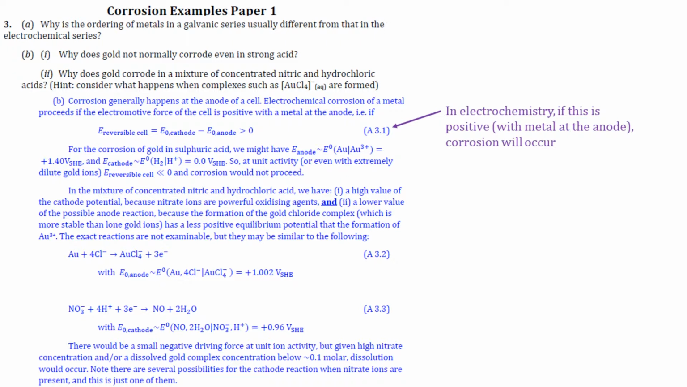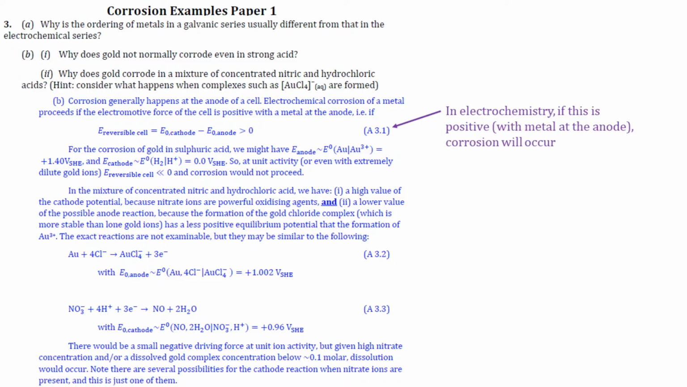Now, the mixture of concentrated nitric and hydrochloric acid is different in two ways. And these two ways are nice and obvious, provided you think of corrosion in terms of equation A3.1. So in order to have a positive reversible cell potential, you could either have a much higher cathode equilibrium potential or a much lower anode equilibrium potential. And in concentrated nitric plus hydrochloric acid, or aqua regia, we actually have both of those things happening.